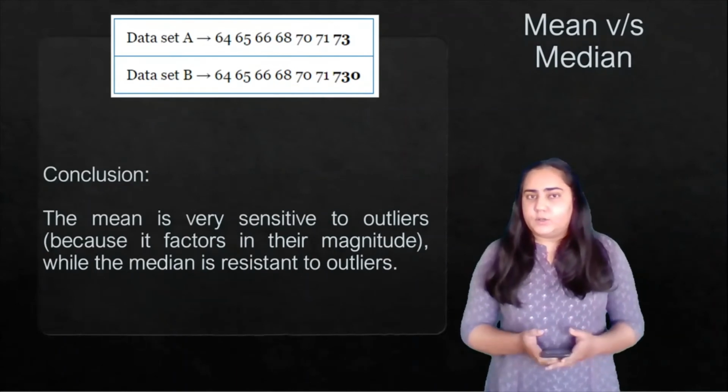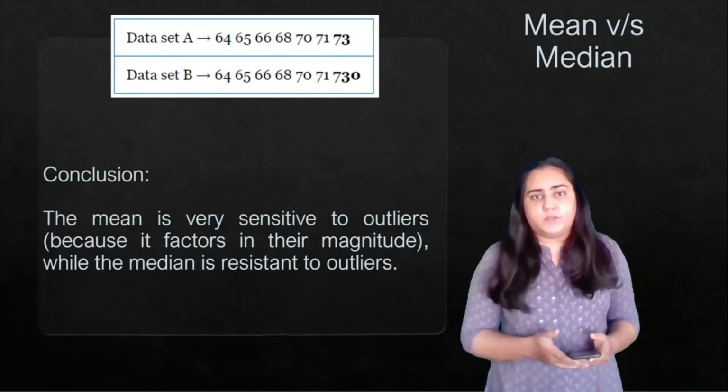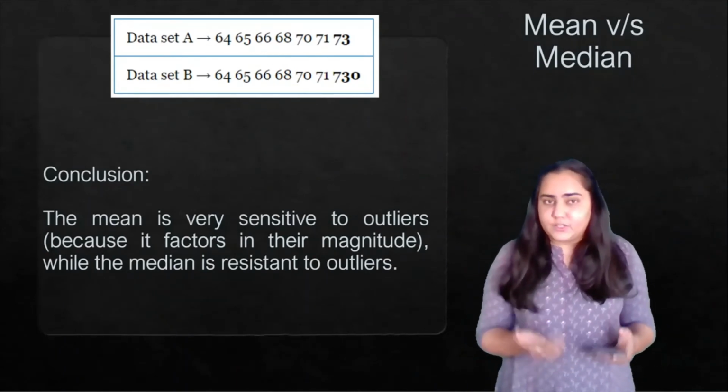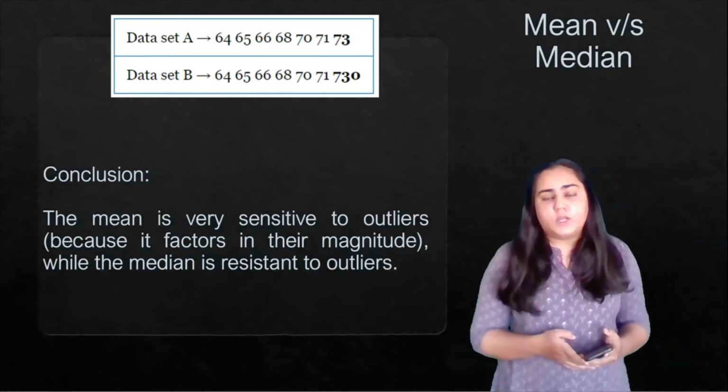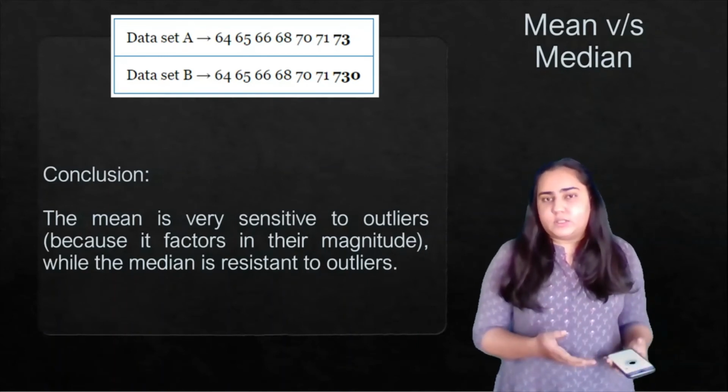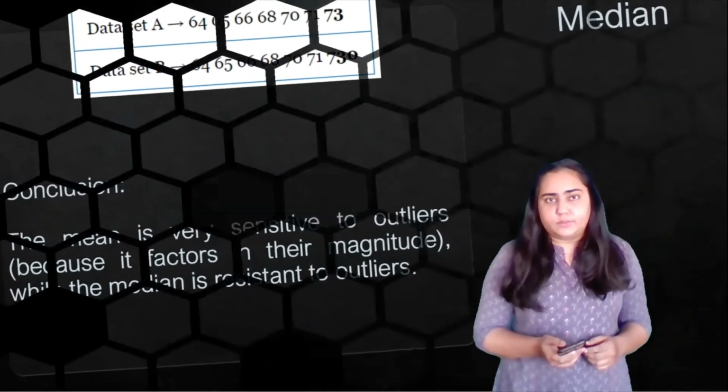So this is the conclusion. Mean is very sensitive to outliers because it factors in their magnitude while calculating the average, but median is quite resistant to outliers.